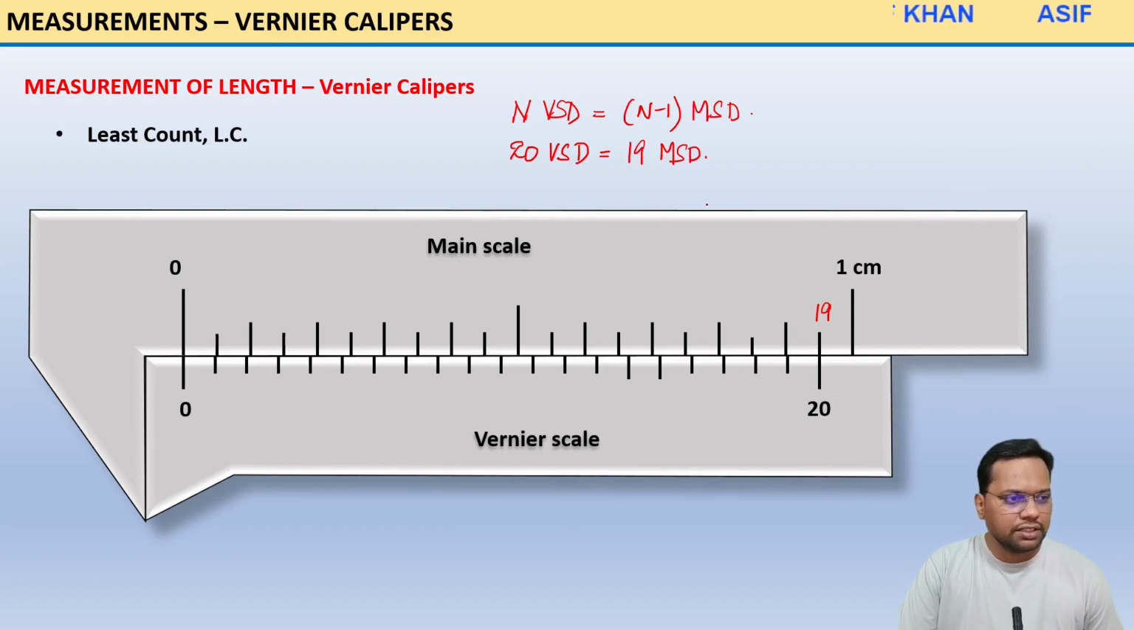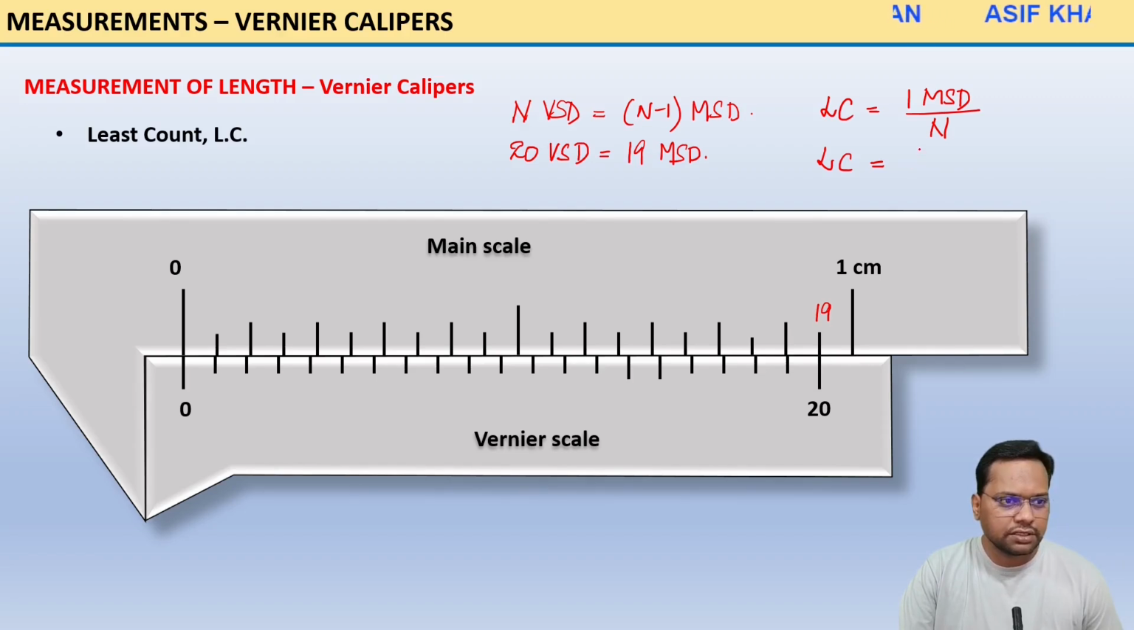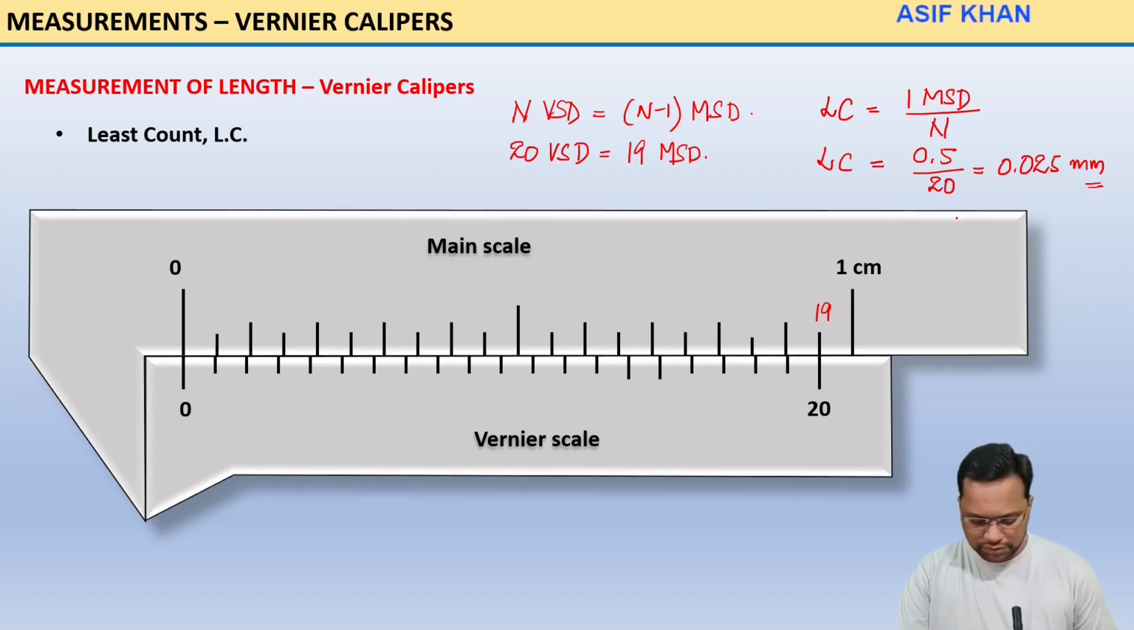Now we calculate the least count. What is the formula for least count? The least count is equal to 1 main scale division divided by the total number of Vernier scale divisions. Therefore, least count is equal to 1 main scale division, which is 0.5 mm, divided by the total number of Vernier scale divisions, which is 20. Therefore, it is equal to 0.025 millimeter.